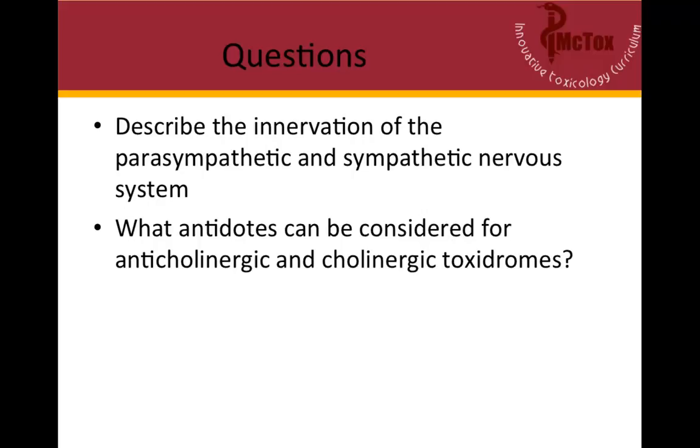Here are some further questions to think about. Number 1. Describe the innervation of the parasympathetic and sympathetic nervous systems and how it relates to the toxidromes we've discussed. Number 2. What antidotes can be considered for the anticholinergic and cholinergic toxidromes?